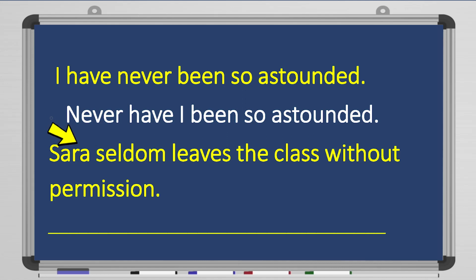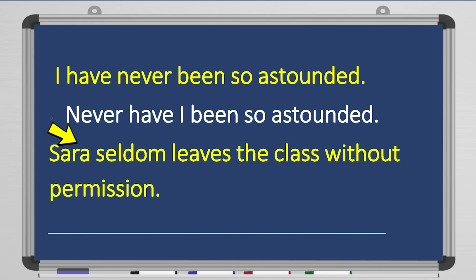Let's look at the second example. Sarah seldom leaves the class without permission. Now we're going to start obviously with what? With our adverb. Do you see it in the sentence? Yes, it's seldom. However, is there an auxiliary verb in the sentence? Sarah seldom leaves. What do you think? No, exactly. So we're going to replace it with what? Do, did, or does. Leaves is in which tense?